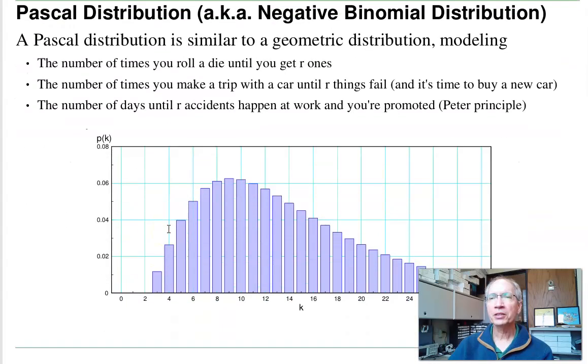Now, a Pascal distribution is similar to a geometric distribution. It models the number of times you roll a die until you get R 1s, or the number of times you make a trip in a car until R things fail and it's time to buy a new car, or the number of days until R accidents happen at work and you're promoted, which is the Peter principle. So that's Pascal distribution, similar to a geometric distribution, which is roll a die until you get one success. This is roll a die until you get R successes.